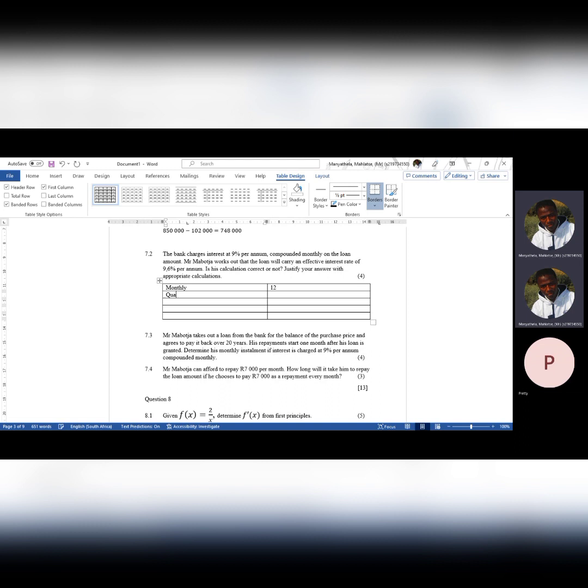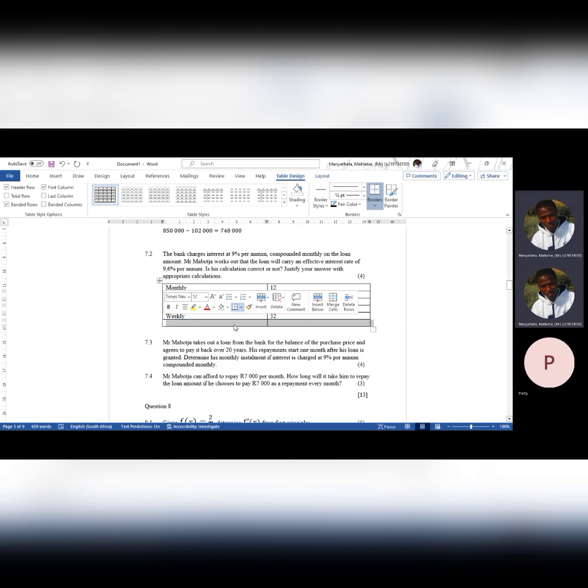Then quarterly, you divide by 4. Yearly, 1. Half yearly, 2. What else? Weekly, it's 52. Okay, let me add something. And then if they say it's daily, it will be 365.